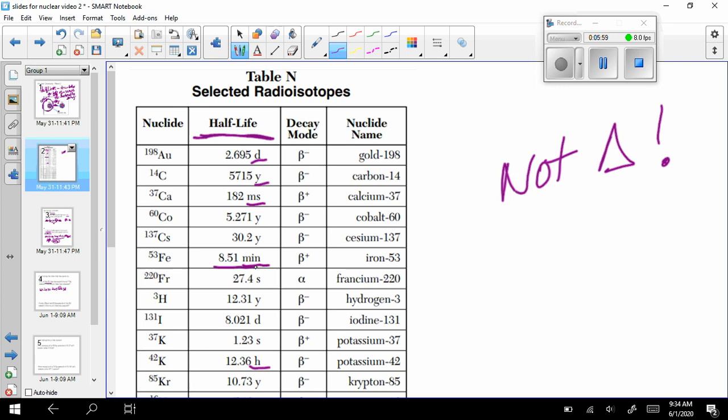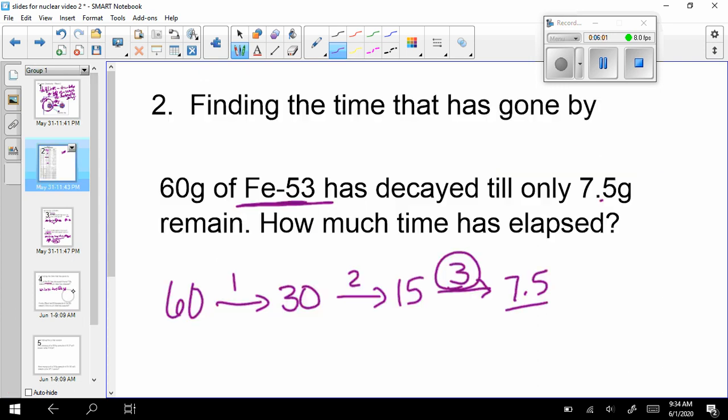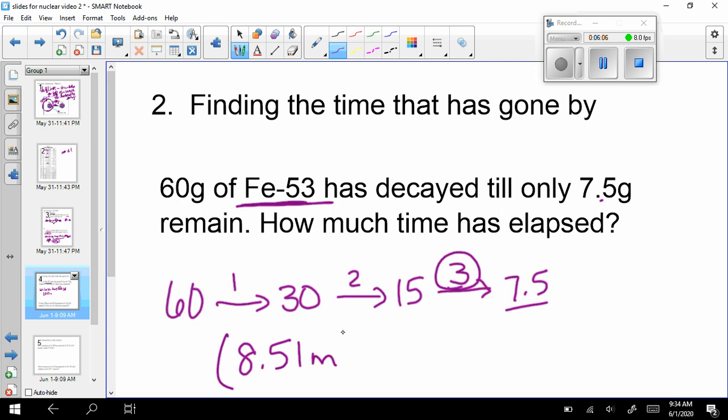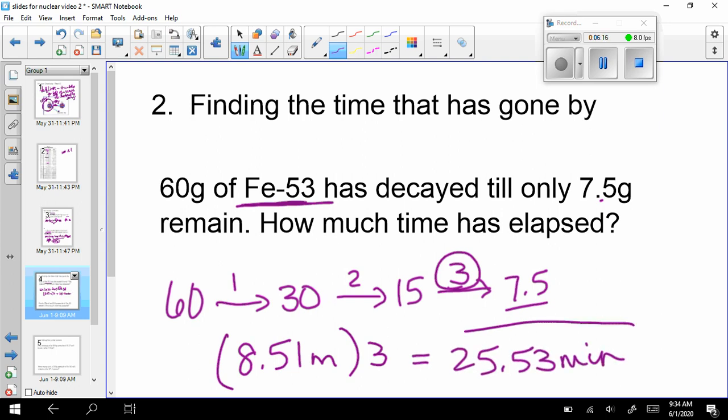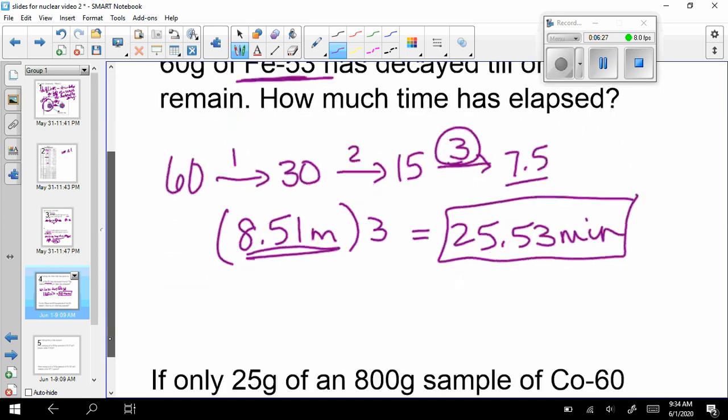Fe-53, 8.51 minutes. 8.51 minutes times 3. I've done 3 of these 8.51 minutes. That would give me 25.53 minutes that has gone by. So I just multiply. I figured out how many half-lives have gone by. I figured out the time of 1 half-life by looking it up. So I multiply that by 3.